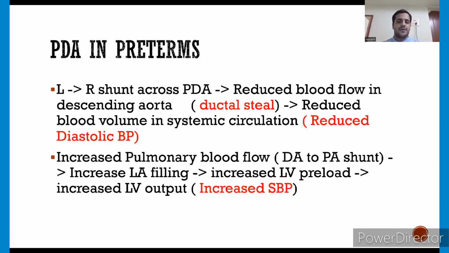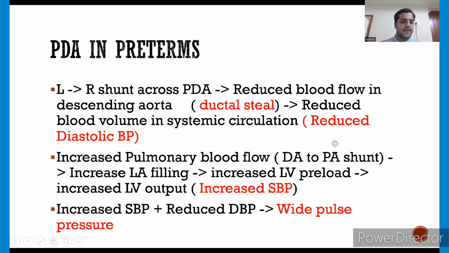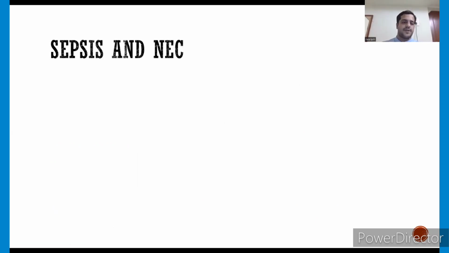So there is reduced diastolic BP. On top of it, the blood which was supposed to go to the systemic circulation has gone through the ductus into the pulmonary circulation, because of which there is increased blood flow in the pulmonary circulation. From the lungs it comes to the LA, and from the LA it goes to the LV, and so there is increased LV output. Okay, so there is a reduced diastolic BP, and on top of it there is an increased systolic BP, and the combination of these two leads to a wide pulse pressure, which is actually what we call a diagnostic sign for PDA in the preterms.